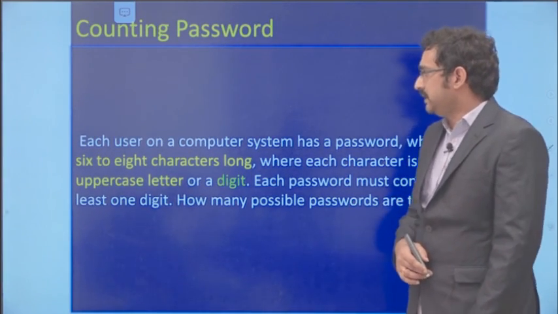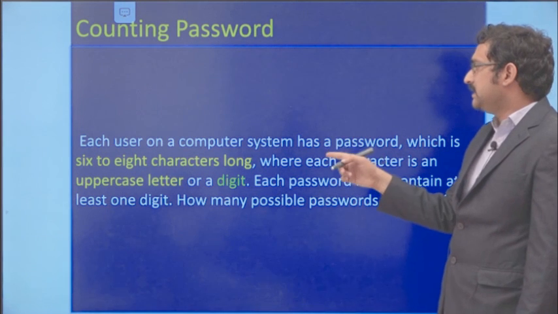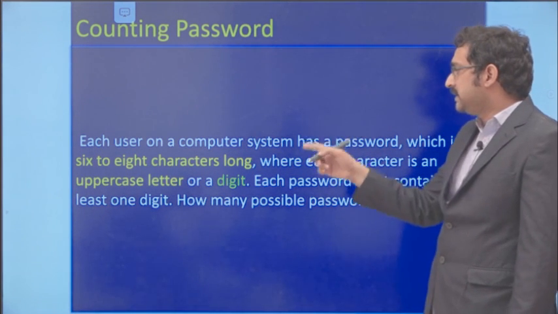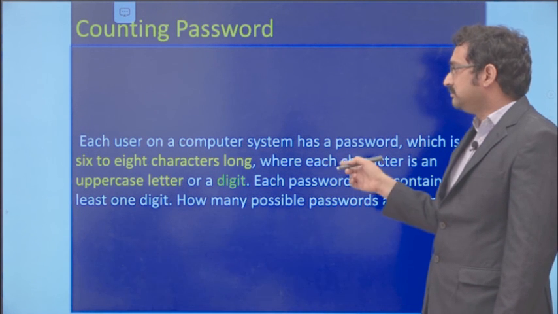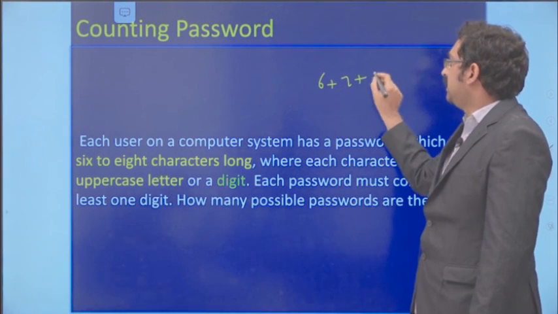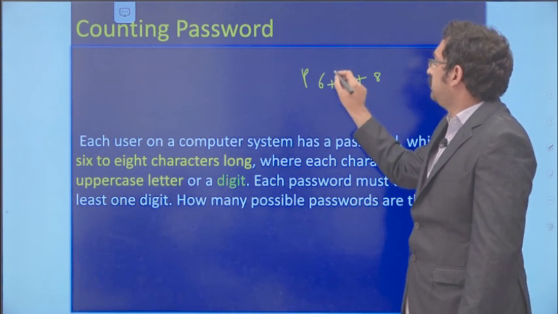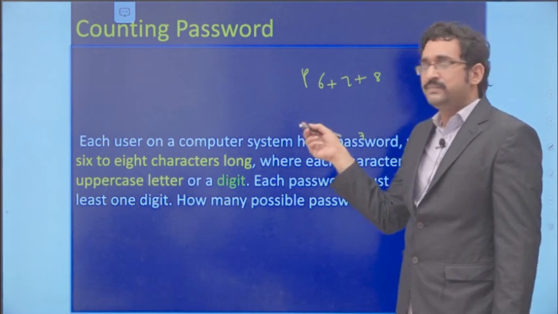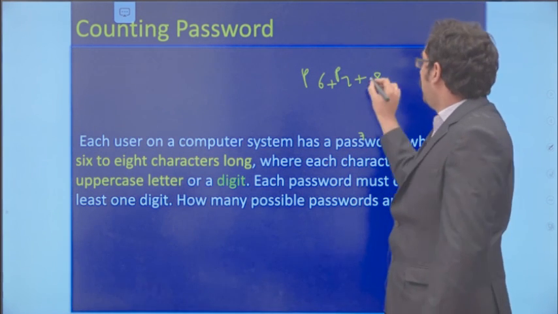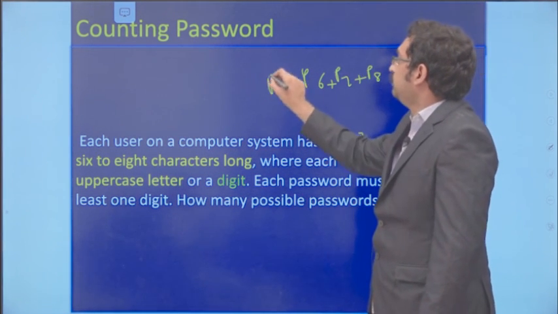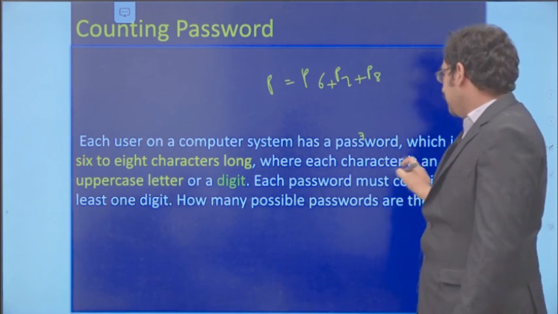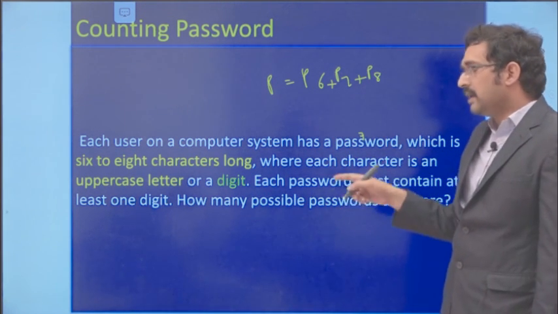Next, counting passwords. Here one problem is given. Each user on a computer system has a password which is 6 to 8 characters long. That means the password may be 6, 7 or 8 characters. So we can apply the sum rule here. It may be 6 characters or 7 or 8. We have to compute P6 or P7 or P8, where each character is an uppercase letter or a digit.